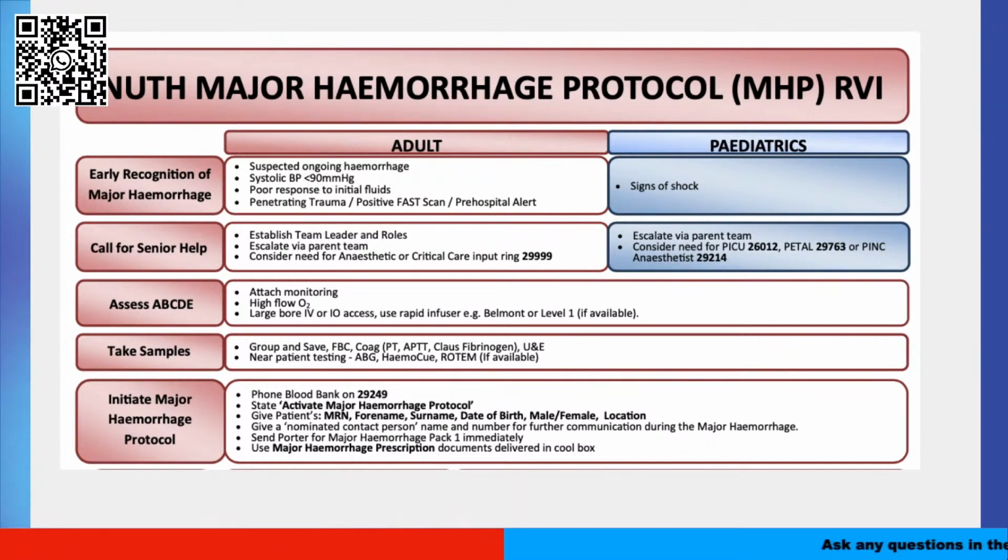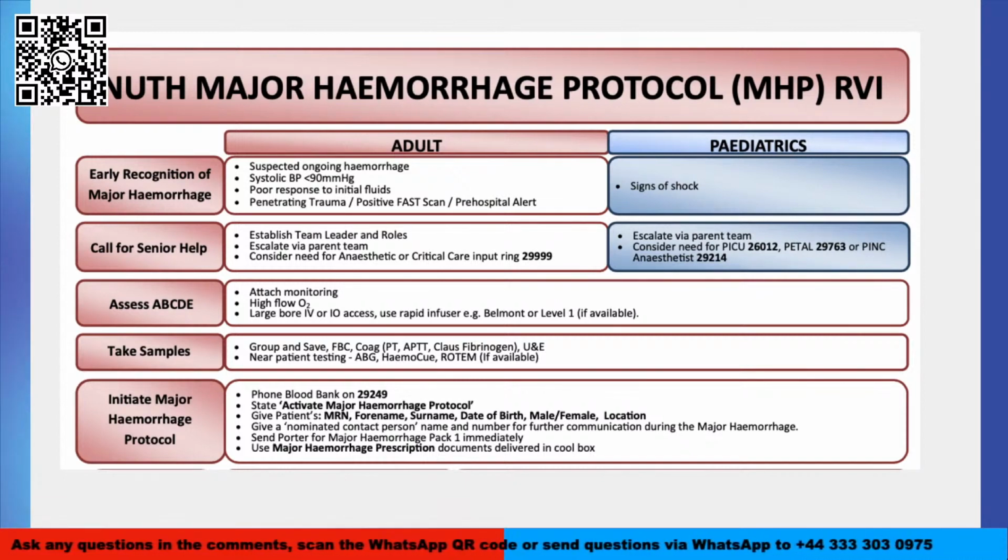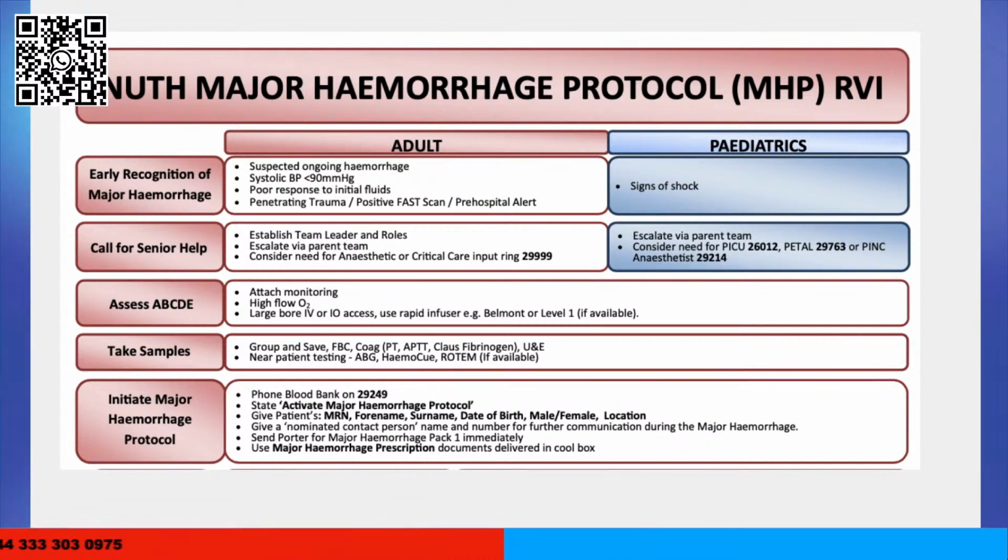So in a patient who's bleeding and you suspect it's ongoing, their systolic is below 90 millimeters of mercury. They're not responding to initial fluids, or they've had penetrating trauma, positive fast scan, or they've been pre-alerted before they're brought into the hospital. In a major hemorrhage, it's important to have a lot of help available and for it to be as senior as possible. So if you know you've got a patient coming who's bleeding, try and get some help and some senior help. You need to assess the patient's ABCDE as you would for any critically ill patient.